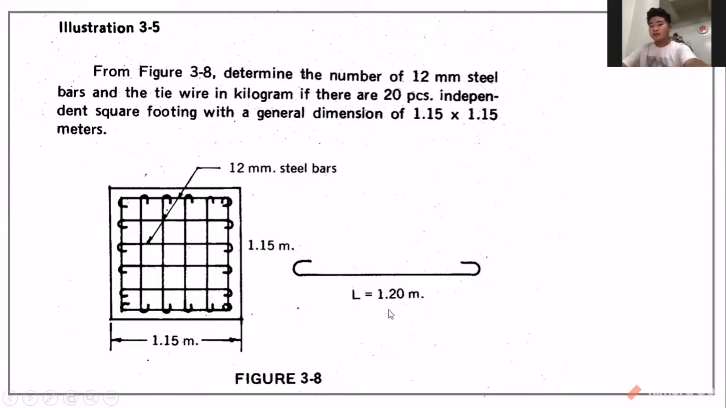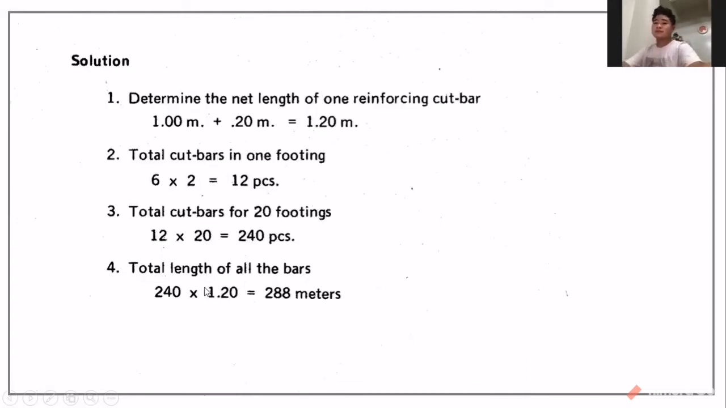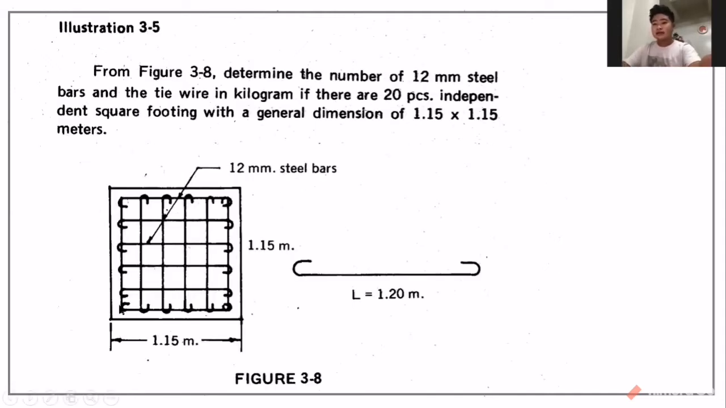Sorry. So this is the net length of one reinforcing cut bar, which is 1.20 meters. First step, determine the net length of one reinforcing cut bar. So we have 1 meter plus 0.20 meter is equal to 1.20 meters. So this is our net length of one reinforcing cut bar. So the total cut bars in one footing is 6 times 2, since this is actually a direct counting again.